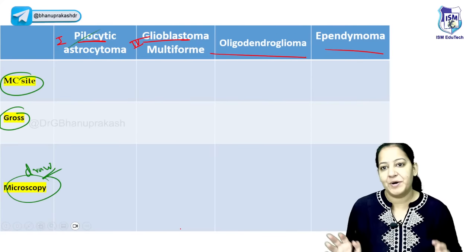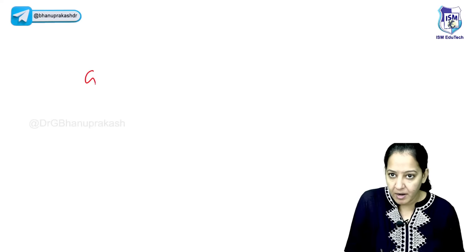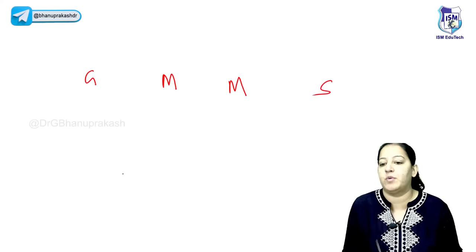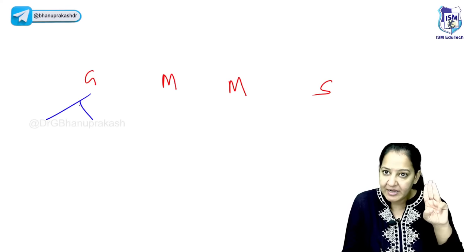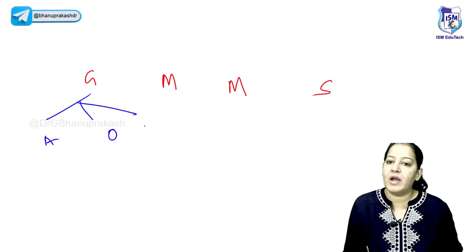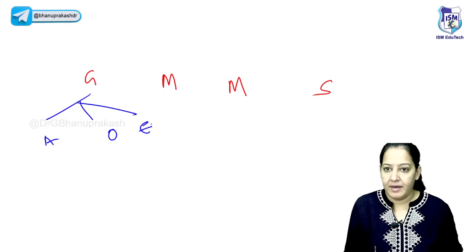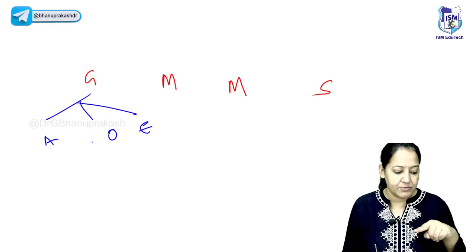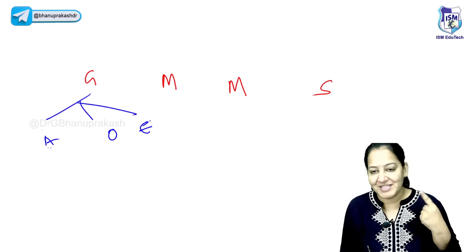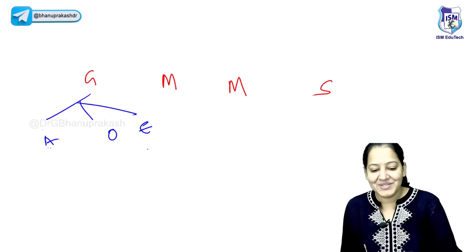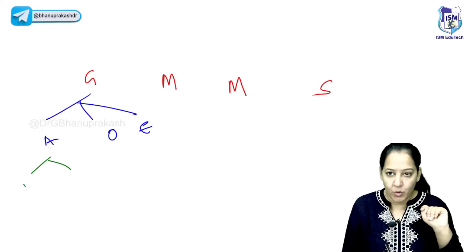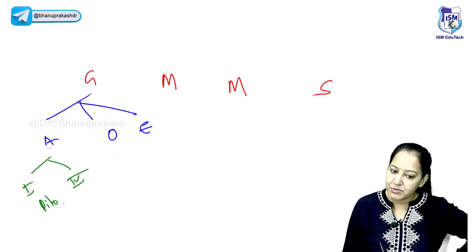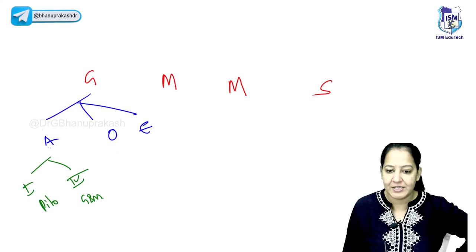So the first page is glioma. I will teach you glioma, meningioma, medulloblastoma and schwannoma. In the glioma, I will teach you three gliomas: astrocytoma, oligodendroglioma and ependymoma. Astrocytoma arises from astrocytes, oligodendroglioma arises from oligodendrocytes and ependymoma arises from ependymal cells. Astrocytomas are of four types, but in our syllabus only two are important, 1 and 4. 2 and 3 are not important. The one is known as pilocytic astrocytoma, the four is known as GBM, glioblastoma multiforme.